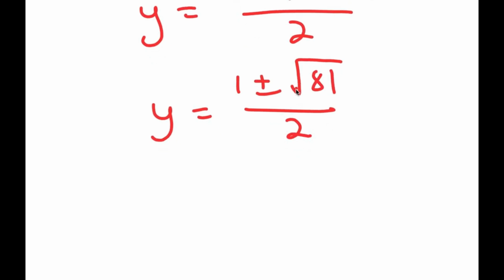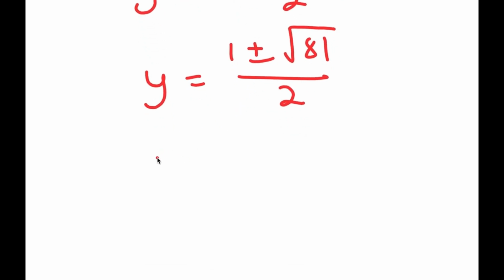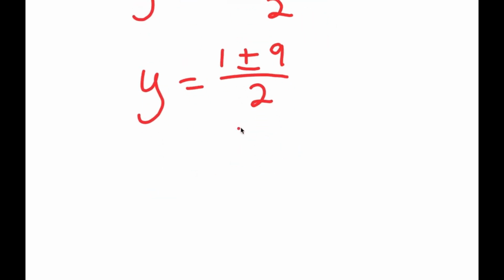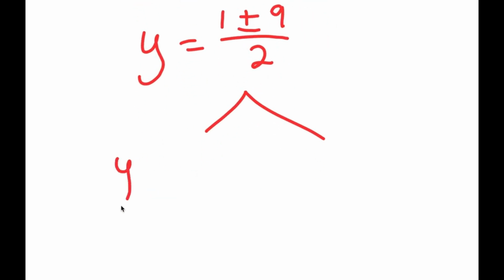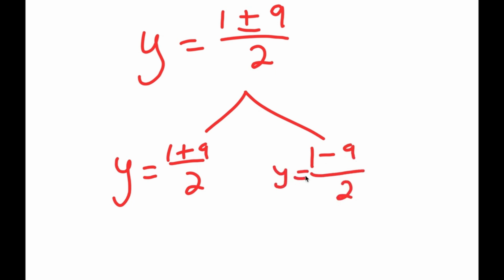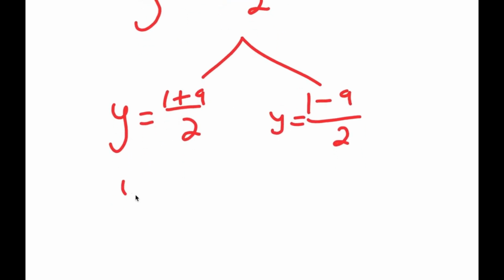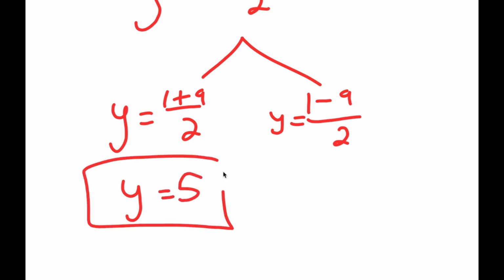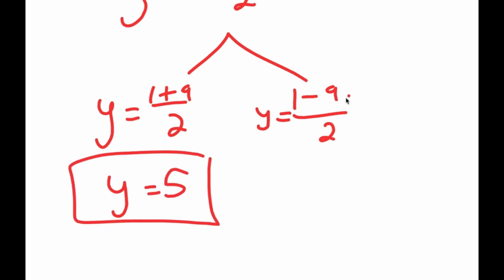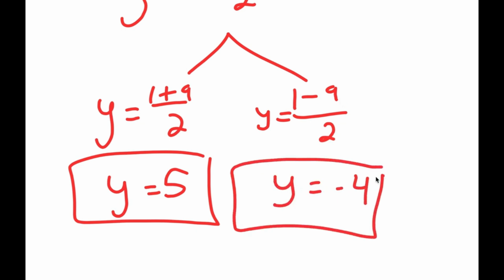And the square root of 81 is equal to 9. So I get y is equal to 1 plus or minus 9 over 2. Now this gives me two solutions. I get y equals 1 plus 9 over 2 and y equals 1 minus 9 over 2. So 1 plus 9 is 10, and 10 divided by 2 is 5, so I get y equals 5 as one solution, and 1 minus 9 is negative 8. Negative 8 over 2 is negative 4, so y equals negative 4 is another solution.